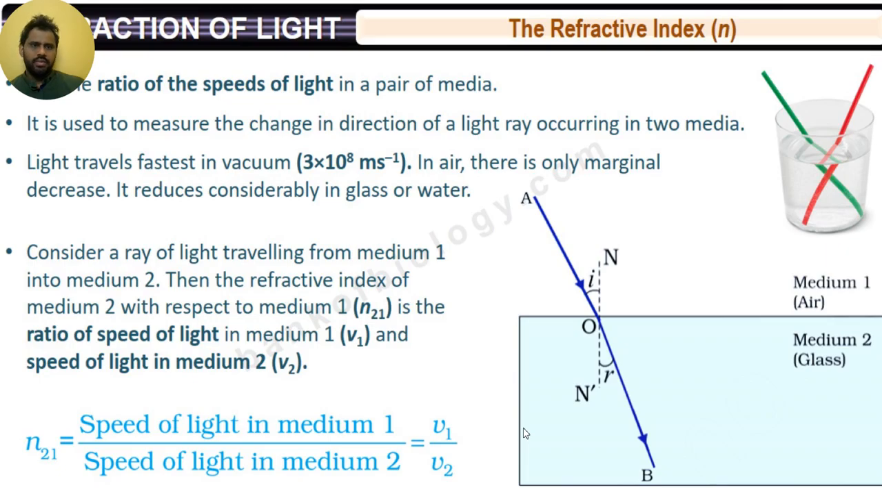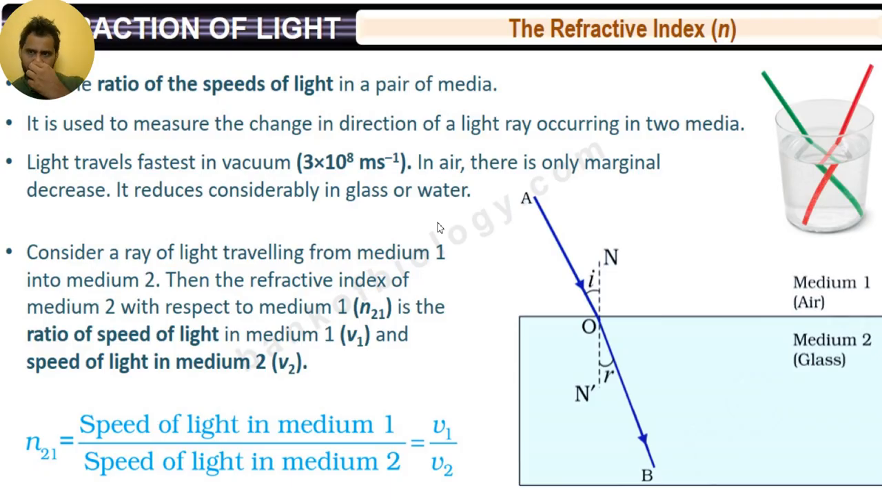And now let us try to define the refractive index. It is basically the ratio of the speed of light in the pair of media. It is used to measure the change in direction of a light ray occurring in two media. Light travels fastest in vacuum, 3 into 10 to the power 8 meters per second. In air there is only a marginal decrease. It reduces considerably in glass or water.